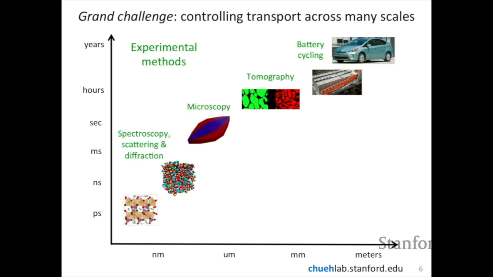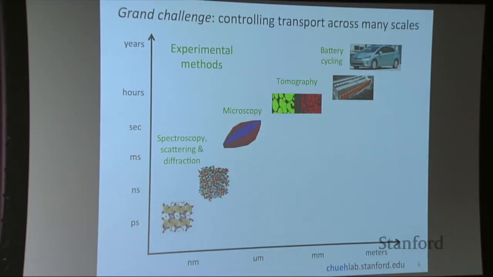Let me just list a couple of the tools we use to frame the problem. For example, at the smallest length scale, we use things like spectroscopy, X-ray scattering, diffraction to figure out where the atoms are sitting, the electronic structures of the material. Then at the single particle level, we use microscopy. Bigger things, we use tomography to do three-dimensional imaging. And then for the full battery system, we cycle them and then obtain their electrochemical performance.